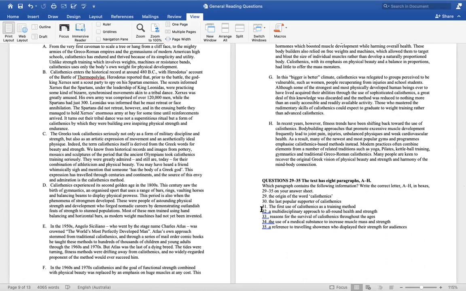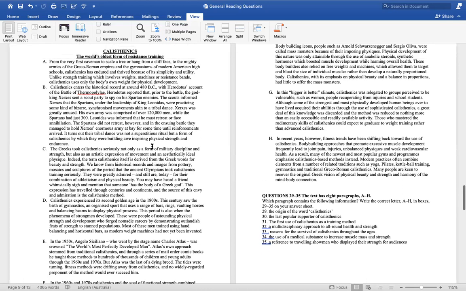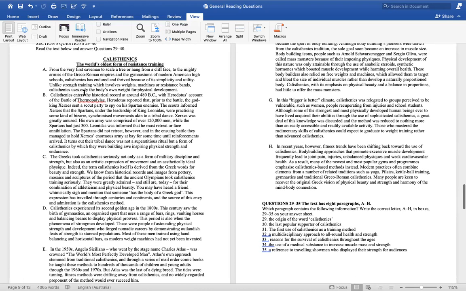The answer is E. So if you look at 31, the first use of calisthenics as a training method, first is your answer. So here you go. It says it enters. So calisthenics enters the historical record at about 480 BC. So the answer is B.